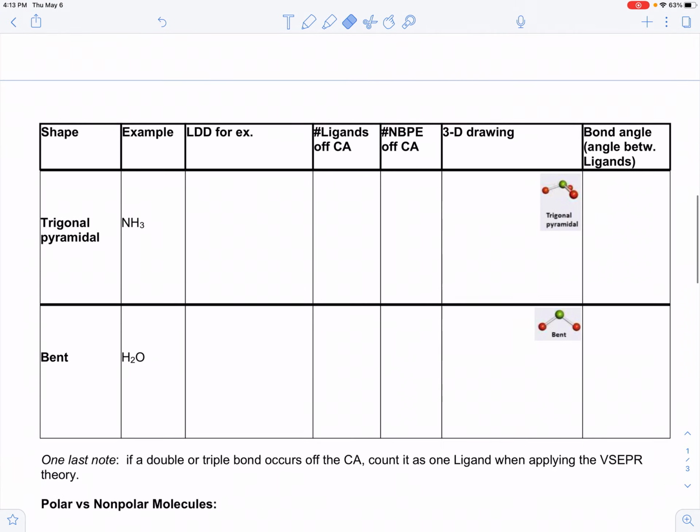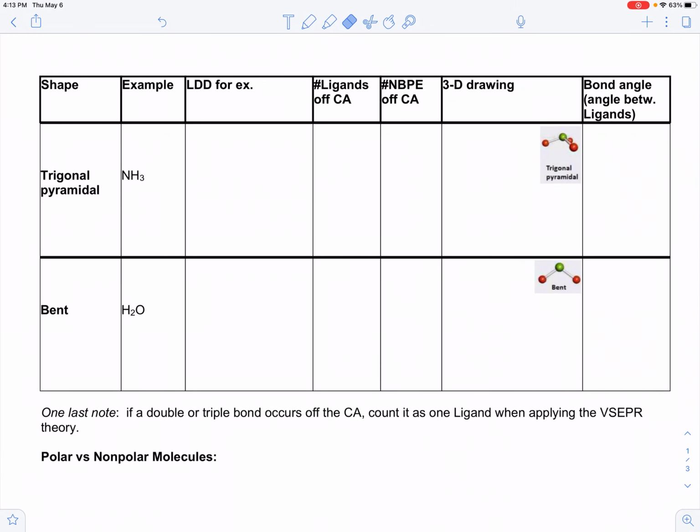Let's move on to your last 2 shapes. We've got trigonal pyramidal and bent. So I'm going to draw the Lewis dot diagram for NH3. Remember, hydrogen is our exception. It only needs 2 valence electrons. So nitrogen has 5. Each hydrogen brings 1. So you get a total of 8 valence electrons in this picture.